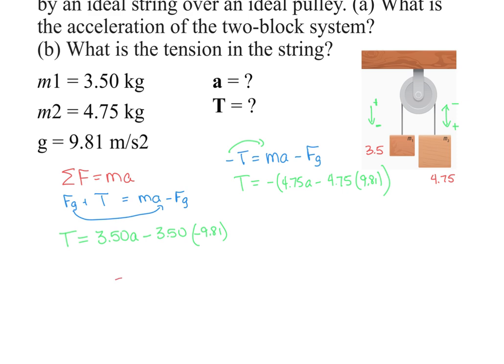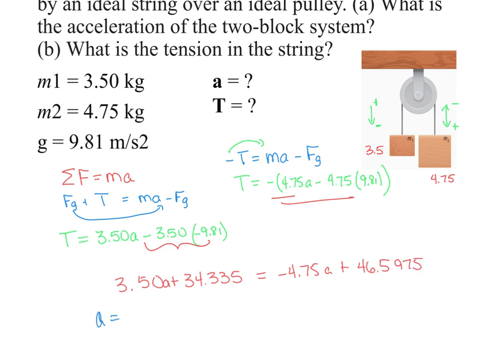So we're going to say the 3.50. Go ahead and multiply this out. Your negative 3.5 and your negative 9.81. We will worry about significant digits at the end. We're going to distribute this negative. So I have negative 4.75a. Distribute it here and go ahead and multiply. Make sure that you get those numbers.